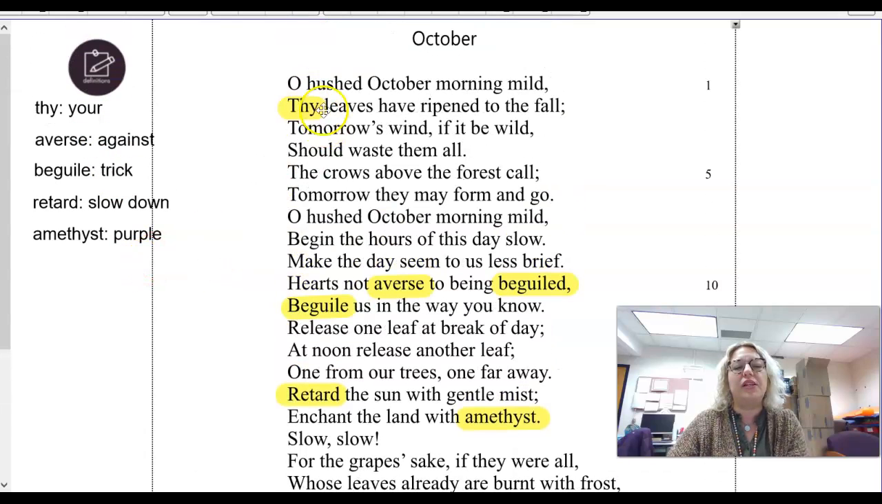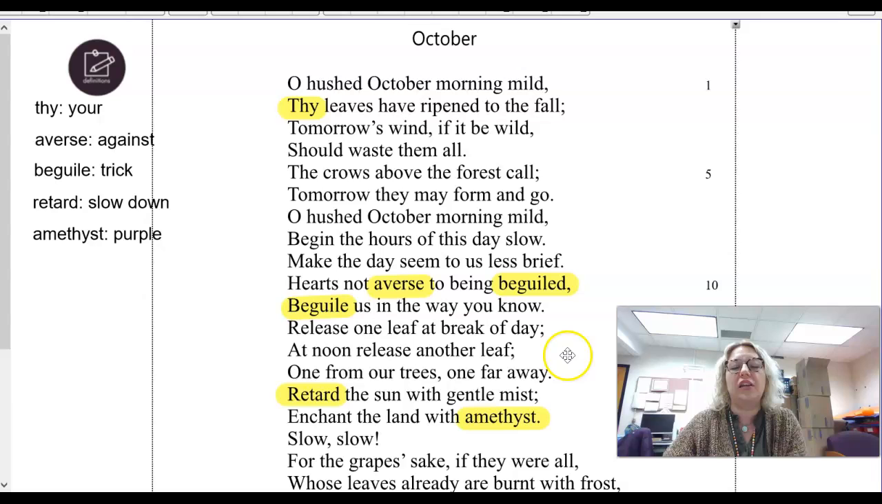So the words that are defined: thy means your, leaves. This is actually an apostrophe, which is a poem in which a speaker speaks to someone as if they are not an inanimate being, when in actuality they are an inanimate being. The speaker is speaking to October, and he says, your leaves have ripened to the fall. And he is listing all of these characteristics about October and really begging, pleading for October to slow time down. And in this part, with the words beguile and retard, if we use the synonyms, it would read: hearts not against being tricked, trick us in the way you know.